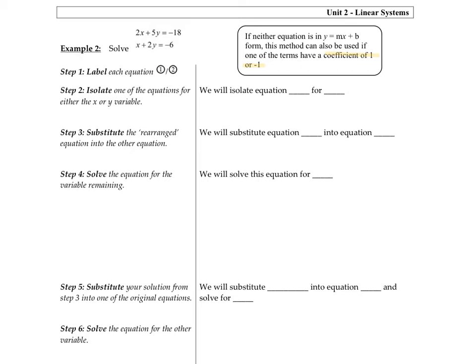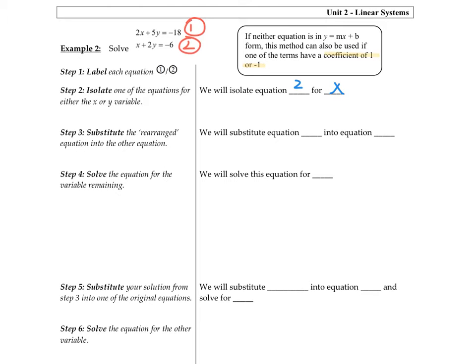Okay, so just like before, our first step is to label equations 1 and 2, again, just for organization. Now, we have to add an extra step that we didn't do in the previous question, which is isolate for a variable. So if I look at my two equations, equation 1, the coefficients are 2 and 5. That's not going to work for me because if I divide out a 2 or a 5, it's going to get messy. If I look at the second equation, this x right here has a coefficient of 1, which is perfect.